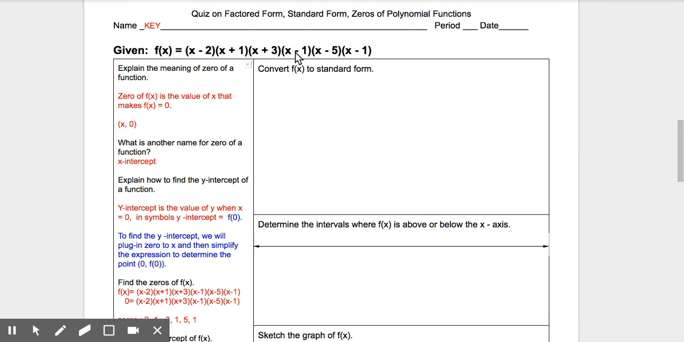Notice also that x minus 1 is repeated 2 times, but the other factors occur only 1 time.